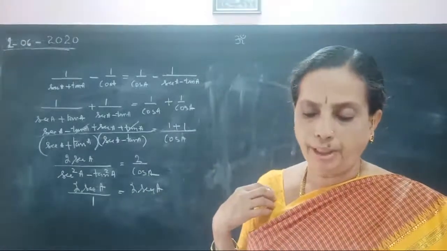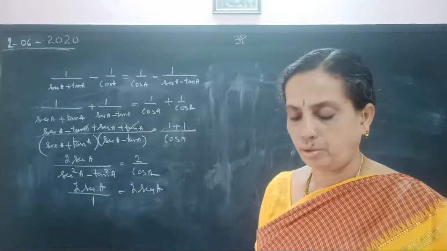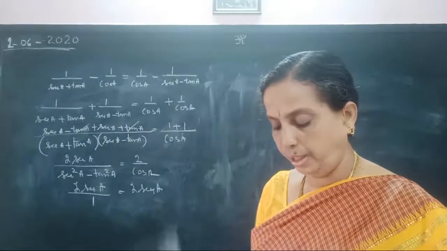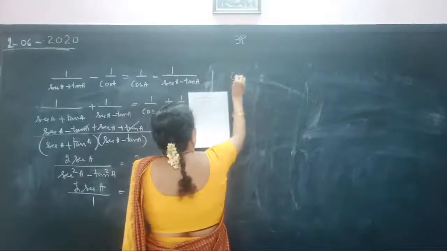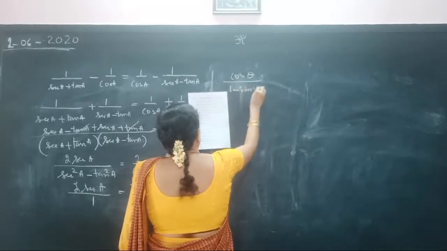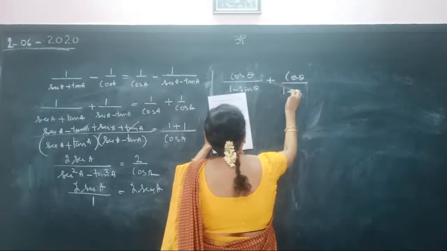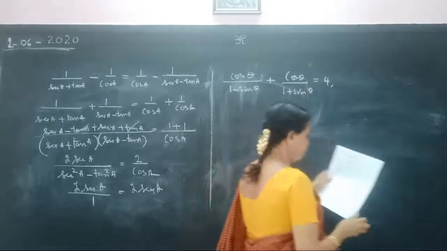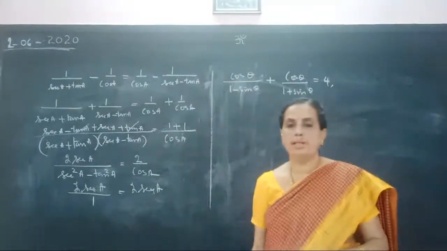Find the value of theta. I think this I have done. Again, I am putting this question as an important question. Find the value of theta if cos theta by 1 minus sin theta plus cos theta by 1 plus sin theta equals 4, where theta is less than or equal to 90 degree.